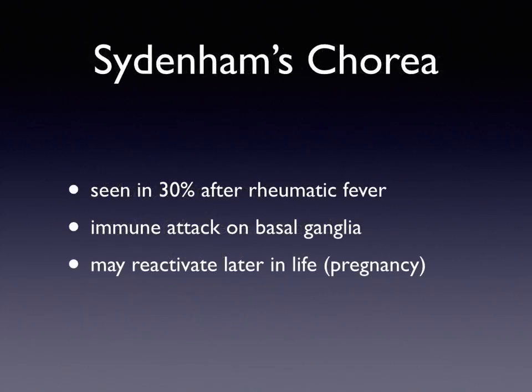The next type of chorea that's very important to know is Sydenham's chorea, which of course is a manifestation often after rheumatic fever, and it's thought to be an autoimmune attack in the basal ganglia. The good news about this disease is it does have a fairly good prognosis long-term, often does not require much therapy. It may also reactivate later in life, during pregnancy, and we call that chorea gravidarum. And how you would test for this, of course, is you can measure and confirm the disorder with ASO titers.